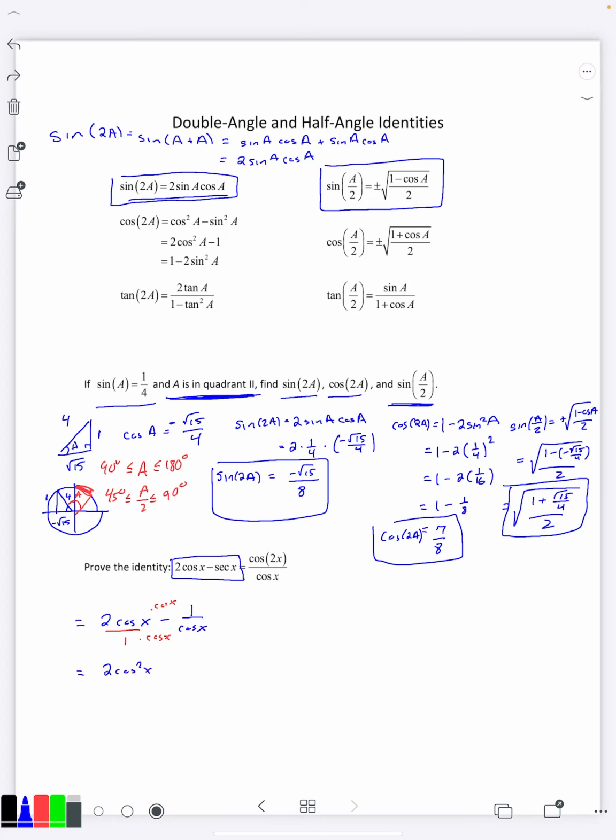We get 2 cosine squared x over cosine x minus 1 over cosine x. That becomes 2 cosine squared x minus 1 over cosine x. Then I can see this right here is 2 cosine squared x minus 1. That's exactly going to be cosine of twice the angle. And then the bottom cosine x is still there. And that matches what we're trying to go for, and so we've proven the identity. So again, we're just showing you how we can use these new identities to prove other identities as well.